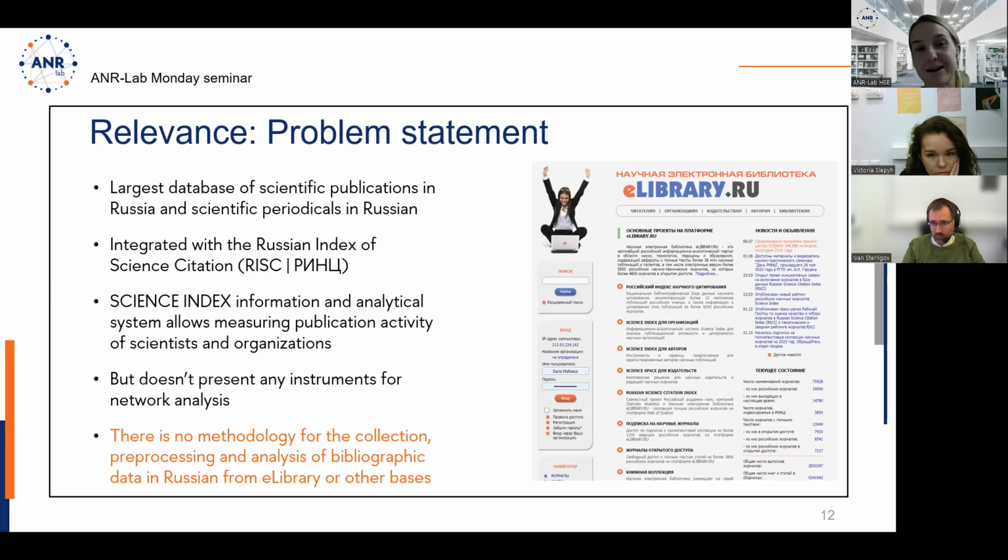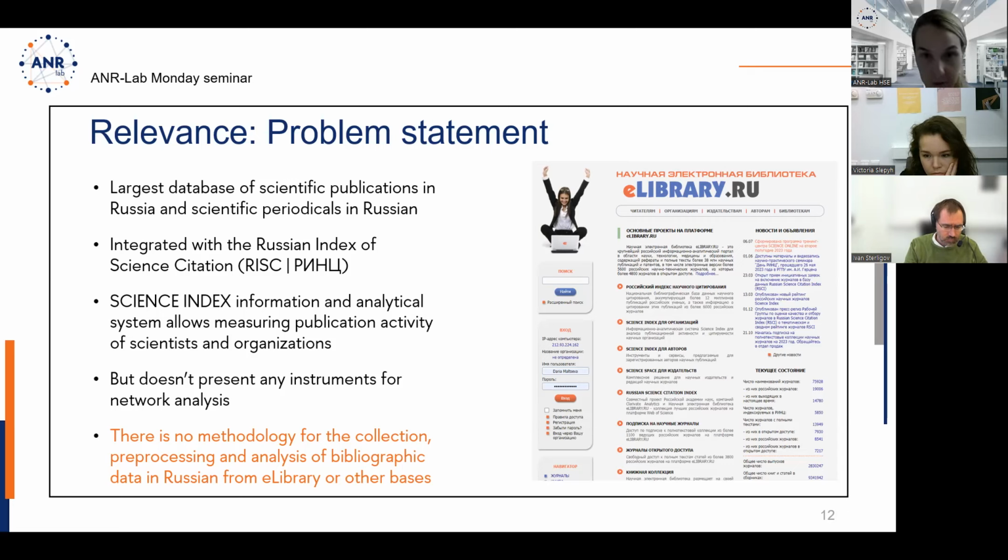Of course, not for Russian scientists now, but before you could just come to Web of Science and make your collection, and then you would get all your articles that you found with full descriptions, with all the information about these articles. And it's not working like this with eLibrary. In general, we do not know any methodology for collection, pre-processing, and analysis of data from eLibrary.